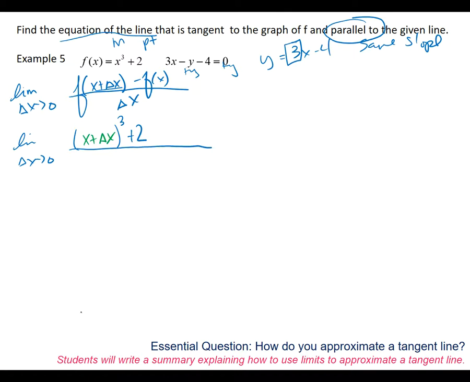Okay. Minus, I'm going to take the function, so something cubed plus 2. What am I substituting into the function this time? X. So basically, I like to think of the back piece as write the function the way it looks, right? Basically, that's what it's about. Alright, and then we're all over delta x, right?